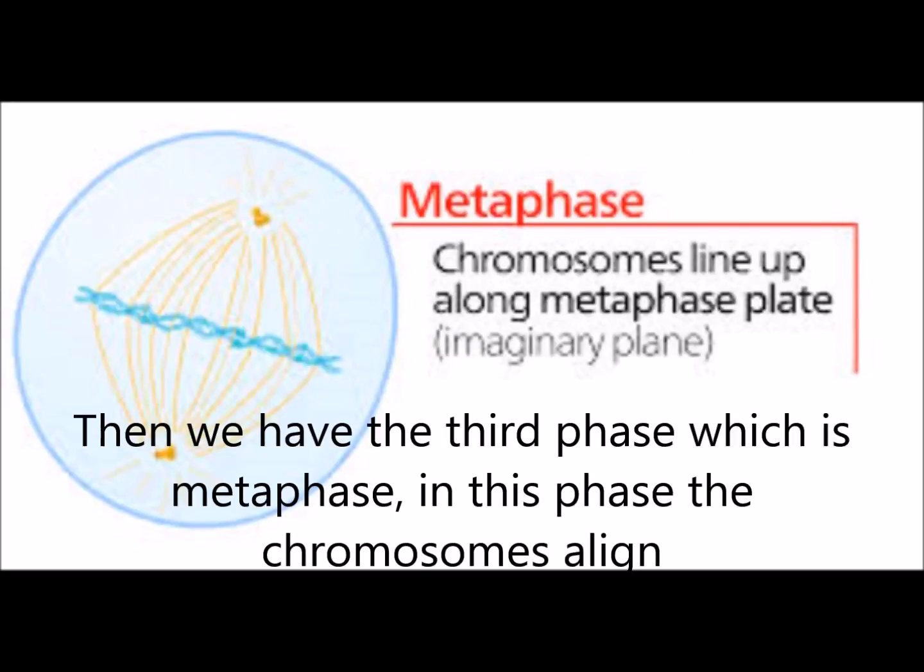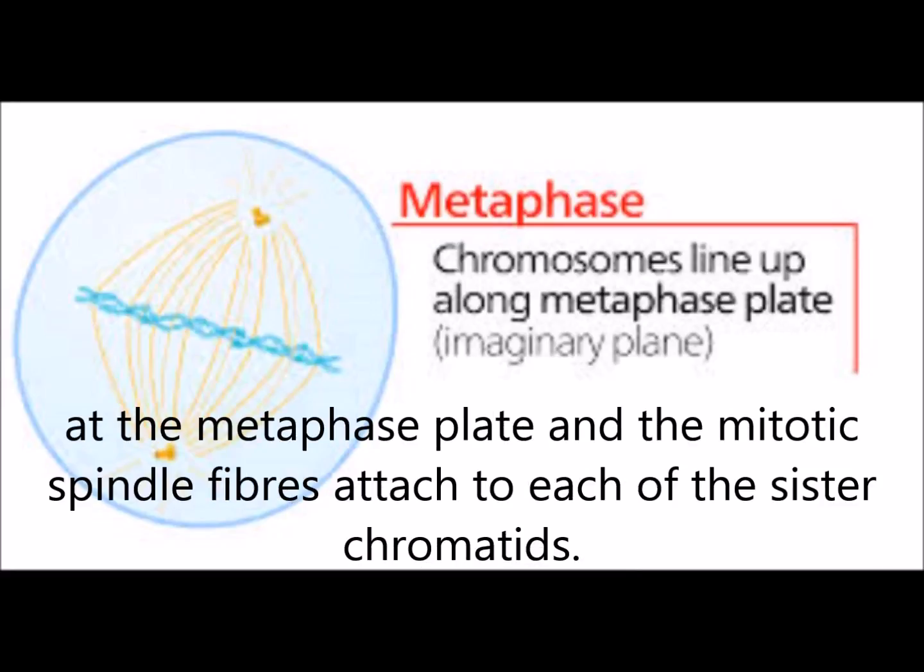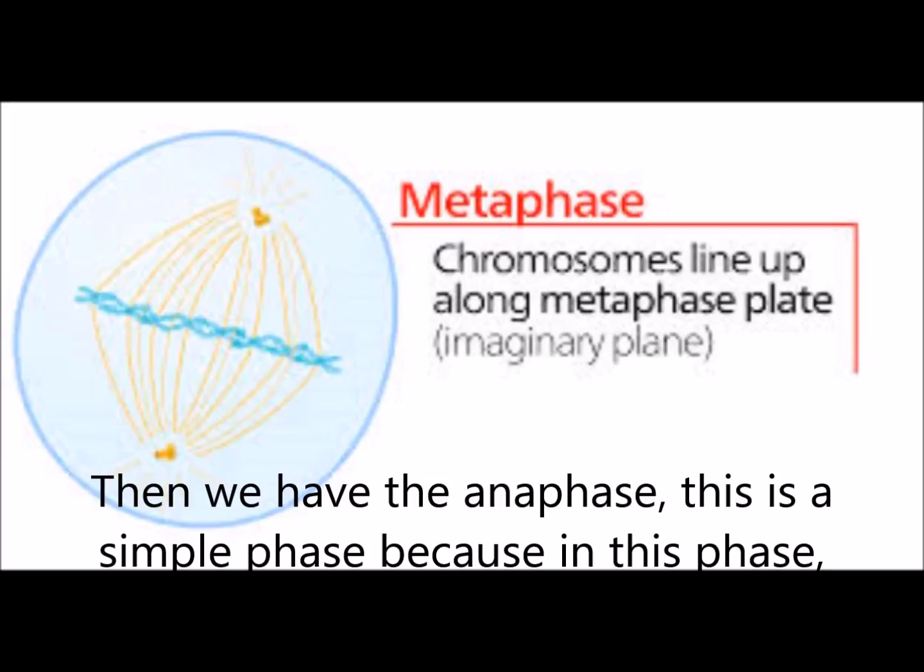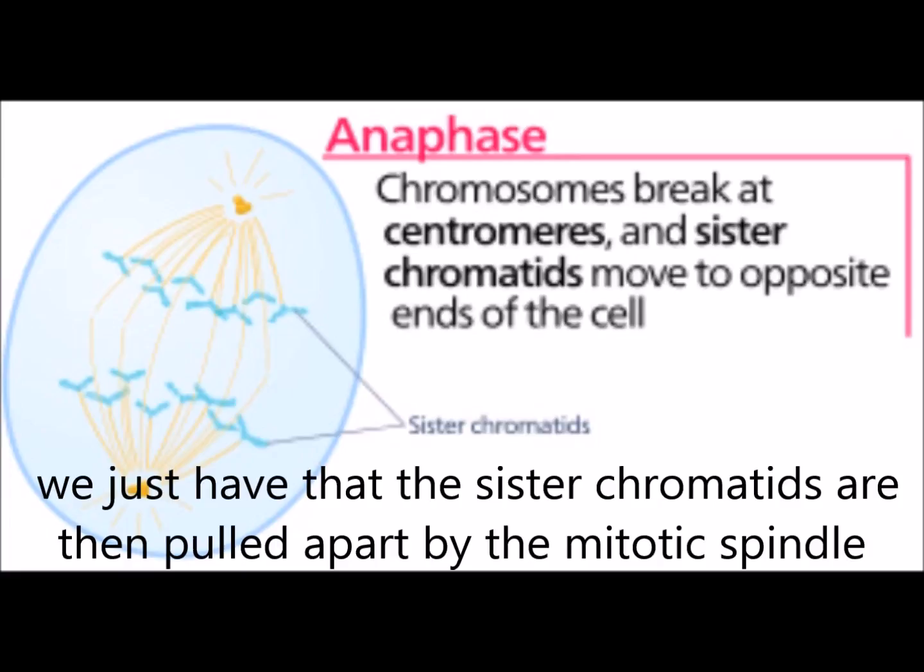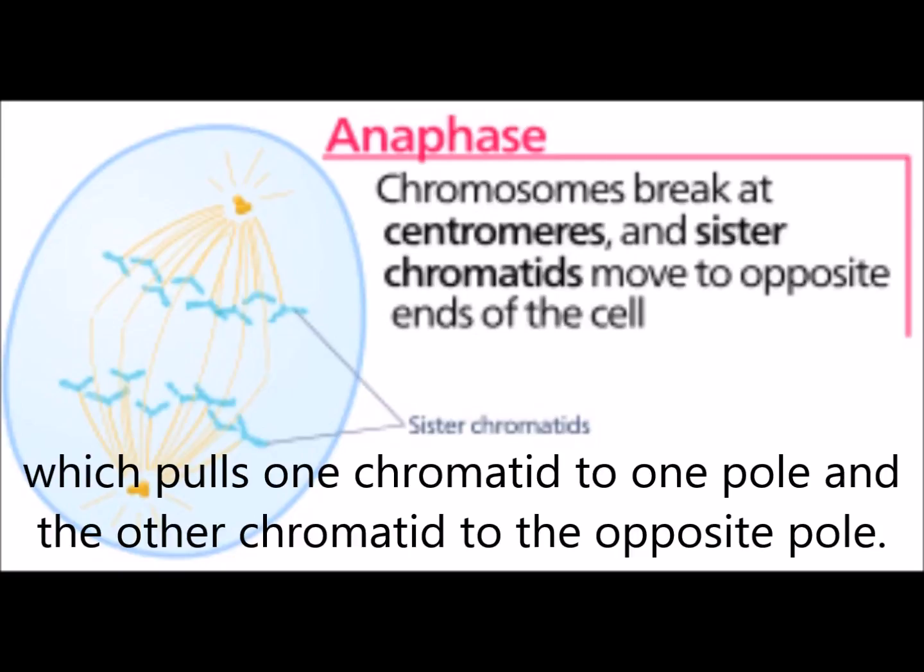In this phase, the chromosomes align at the metaphase plate, and the mitotic spindle fibers attach to each of the sister chromatids. Then we have the anaphase. This is a simple phase because the sister chromatids are pulled apart by the mitotic spindle, which pulls one chromatid to one pole and the other chromatid to the opposite pole.